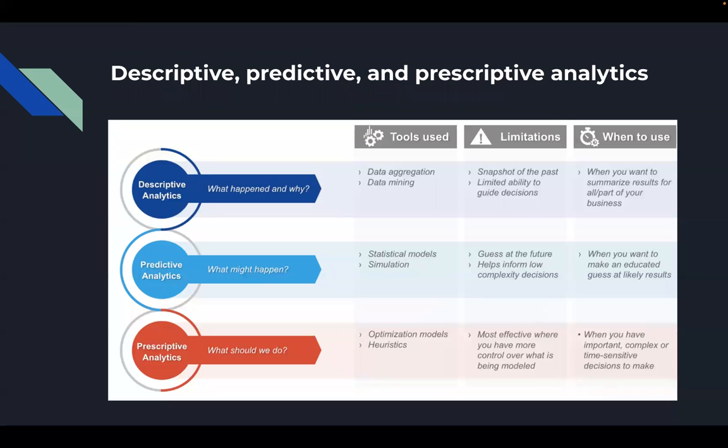Then we'll talk about a comparison of descriptive, predictive, and prescriptive analytics. The most straightforward way to use descriptive analytics is to see what happened. It is based on historical data and real-time data to get a view of the future, which is to draw a conclusion after the fact.